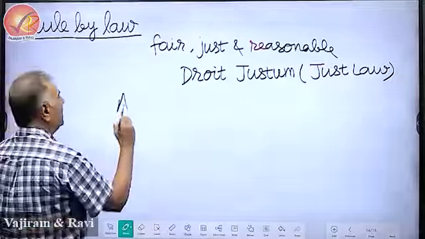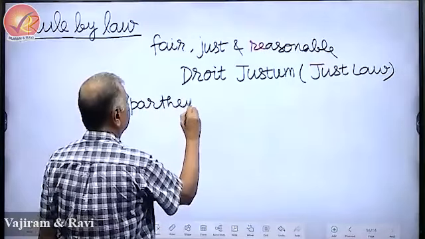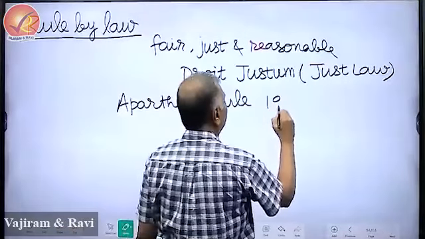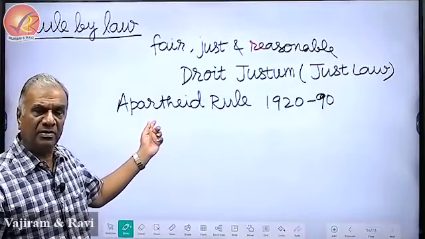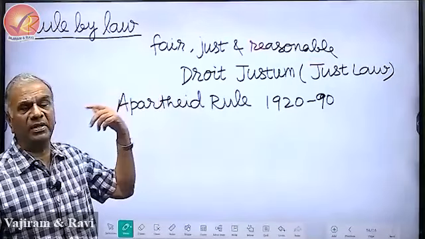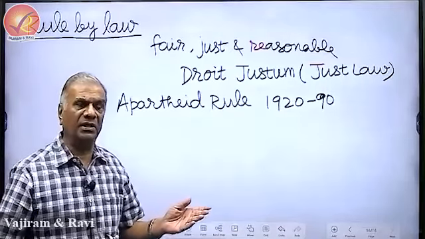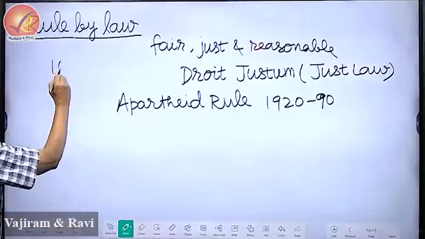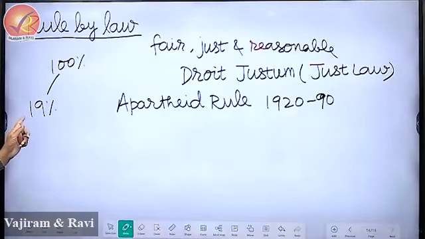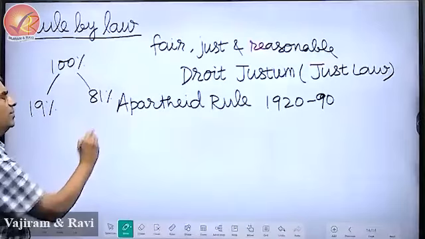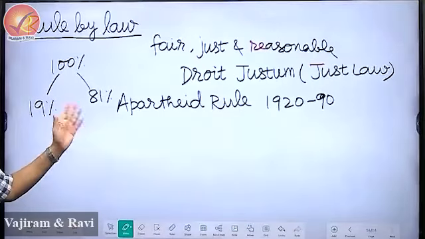For example, the apartheid rule in South Africa between 1920 and 90 was an example of rule by law. The apartheid system, under which racial discrimination was officially carried on by the administration on the basis of the color of the skin, recognized only the 19% whites as the citizens of South Africa. They alone were given the voting rights. They alone were allowed to occupy high public offices. And the other 81% of the non-white population was recognized as the nationals of South Africa, but not as citizens of South Africa.